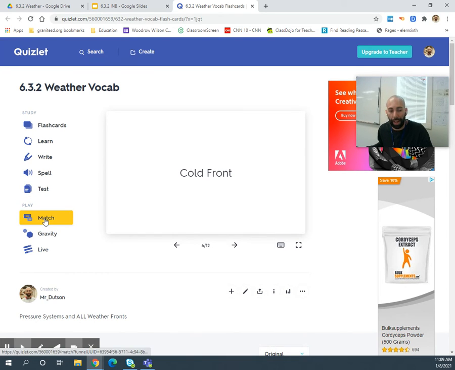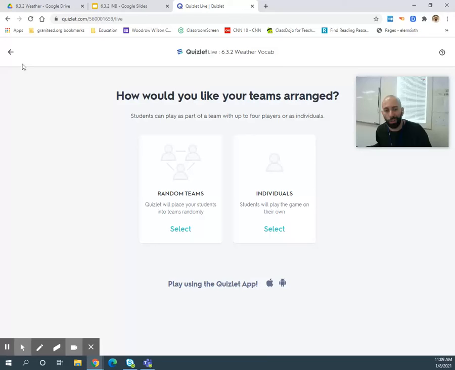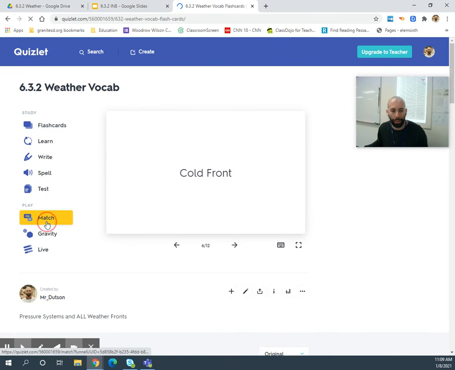So you can either click on match, which is right here, or you can click on gravity, or you can click on live. Now live's not going to work unless you're doing it in class. You could click on individuals, and you will do that when I tell you to go to Classroom. But let's go back to just a good way to practice. Let's go to match, right?